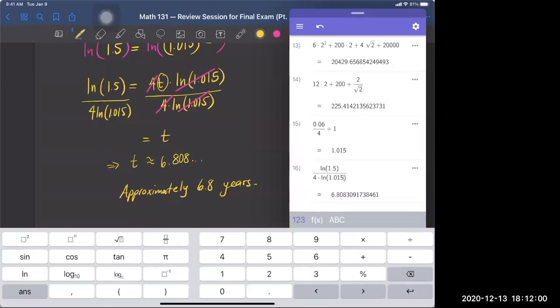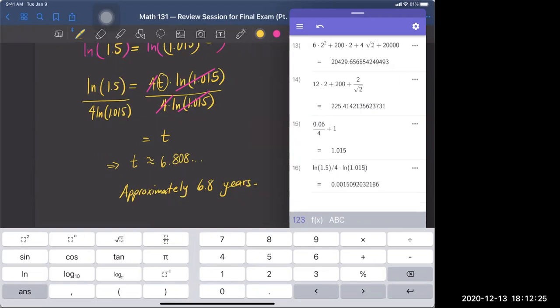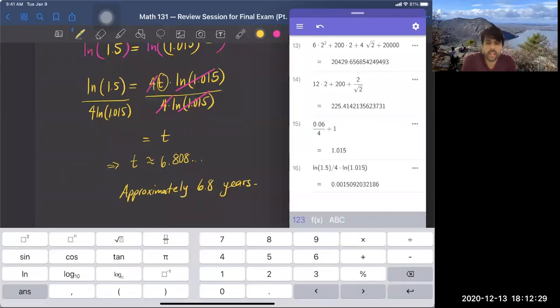I did the same thing, but when I plugged it into my calculator, it gave me 0.001509. Okay, so one thing about your calculator is that it doesn't know what it's doing. So maybe the way you plugged it into your calculator is incorrect. It doesn't understand what you meant to do. So maybe you did this. Did you do this instead? Is that what you got? Yeah. Do you see why this is not correct, even though you think in your head it is correct?